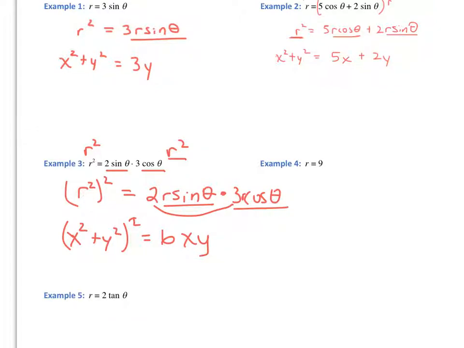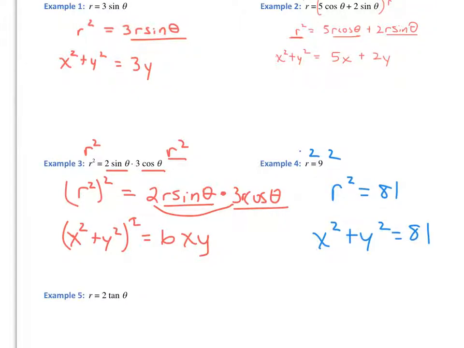x. Okay? All right, example 4. I'll give you a huge hint. We're not multiplying both sides by r or r squared. We're going to do something different this time. What are we going to do? We're just going to square and square, giving us r squared equal to 81. What can we change r squared to? X squared plus y squared equal to 81, and we're done.